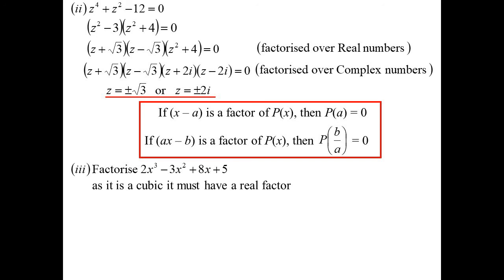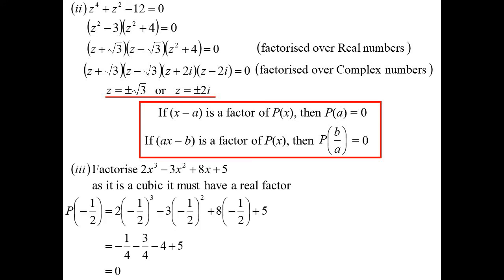This one's nice because 5 is a prime number, so we're only looking at 1 and 5. Mind you, you've got 2x cubed, so it might be a half, it might be 5 on 2. What shall we try? Yeah, minus a half makes sense, doesn't it? Okay, let's try minus a half. Oh, it worked, excellent. That was lucky. So we now know that 2x plus 1 is a factor.